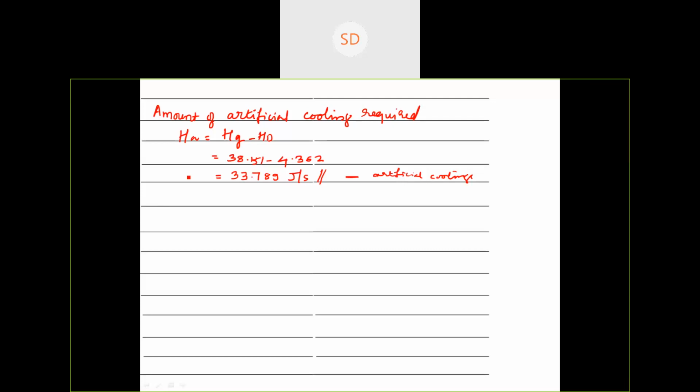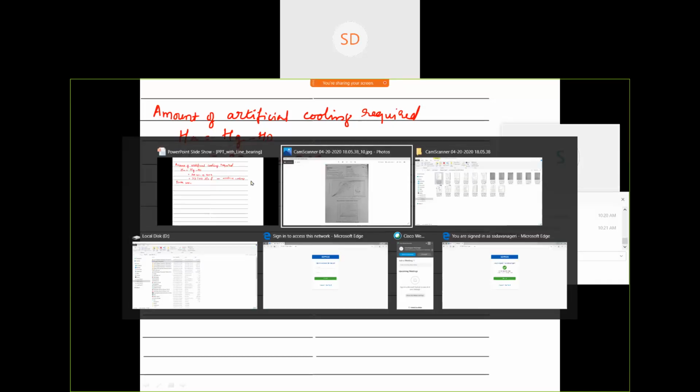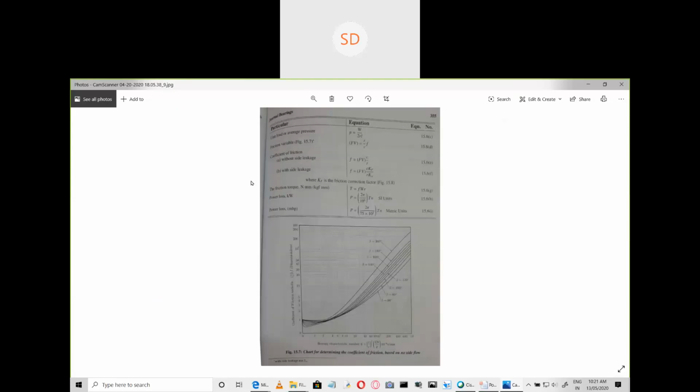So what are the next bits? You have calculated heat dissipation, heat generated, and the amount of artificial cooling required. If you have notes, just look at power loss. So power loss again you can calculate from the data book, which is equal to the amount of heat generated.